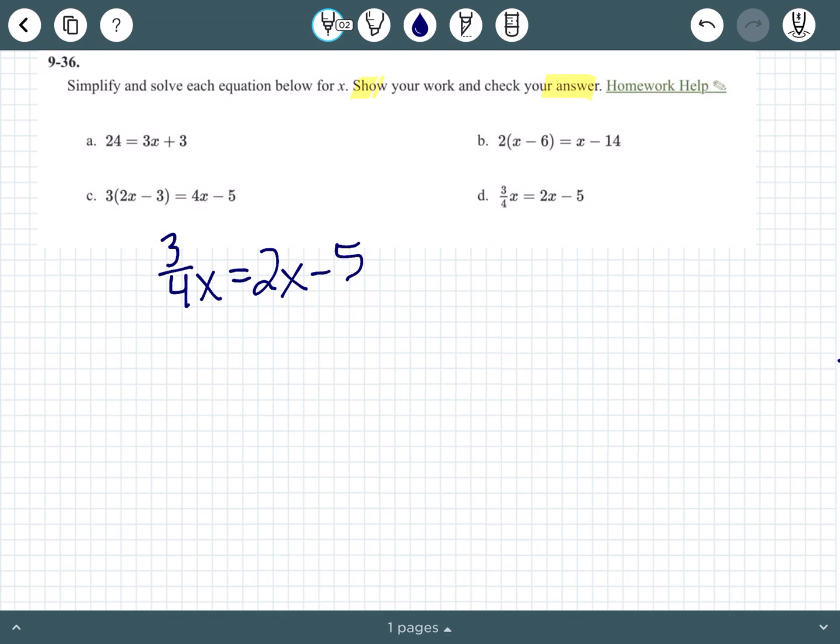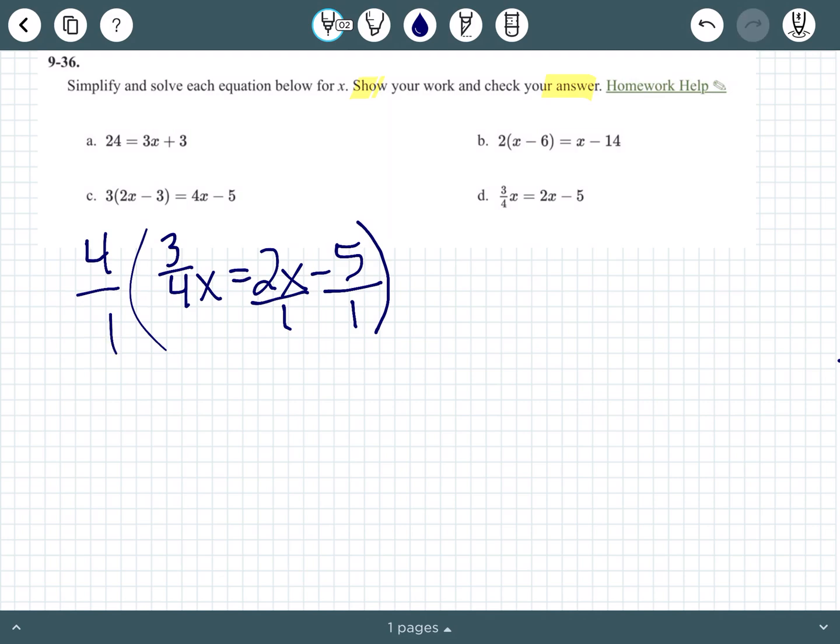an equivalent fraction. 2x and negative 5, they're not fractions. Oh, but I can put them over 1. I can put any number over 1 and it does not change the value, but it makes it nice so that I'm only working with fractions. And put that in parentheses. Now my denominators are 4, 1, and 1. So in this case, my least common denominator is going to be 4.